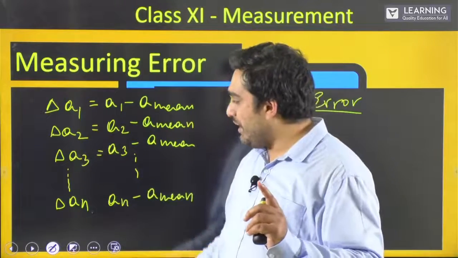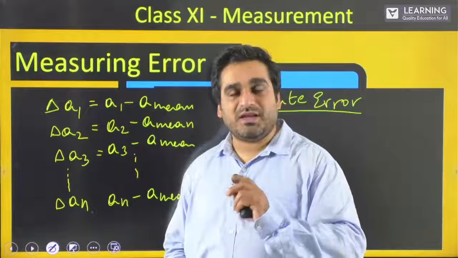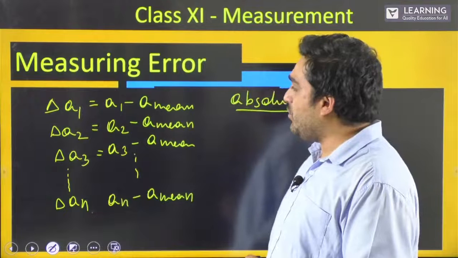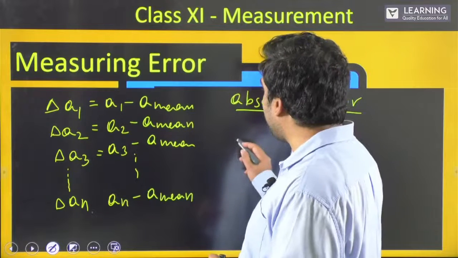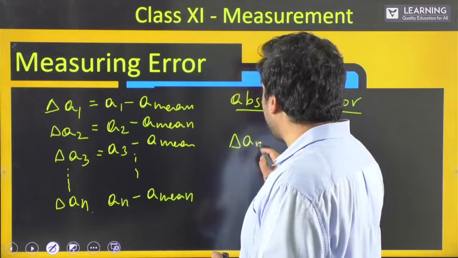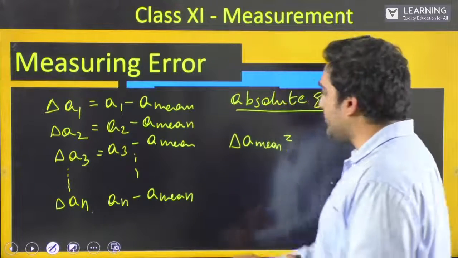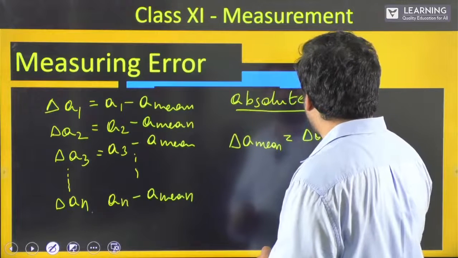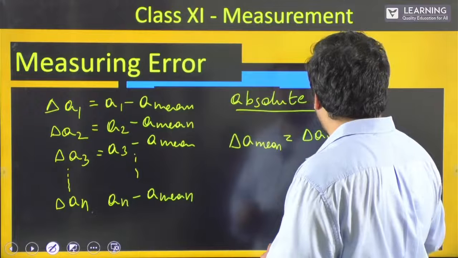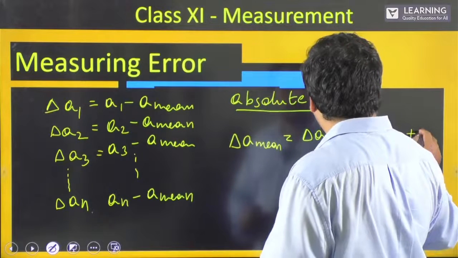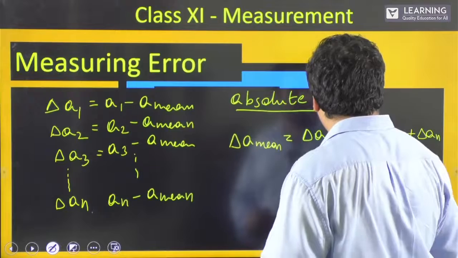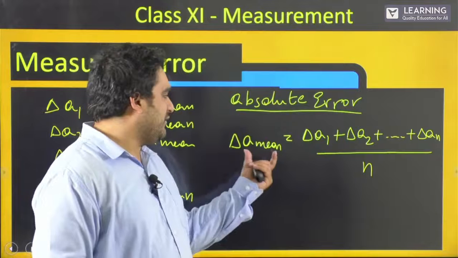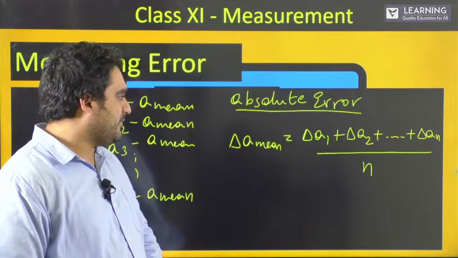These are the individual absolute errors for every measurement that we take, but we need one final absolute error. So how do we determine one final absolute error? Very simple: delta A mean is equal to the sum of all the individual absolute errors, delta A1 plus delta A2 plus so on and so forth to delta AN, whole divided by, you guessed it right, N. That will give you an absolute error.